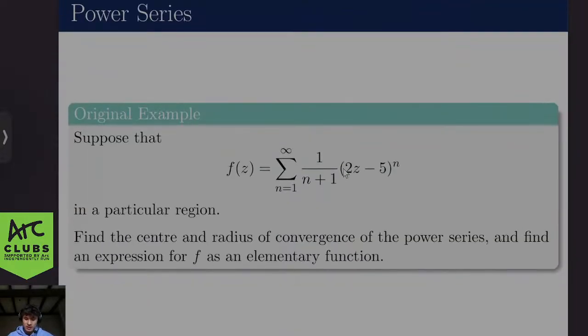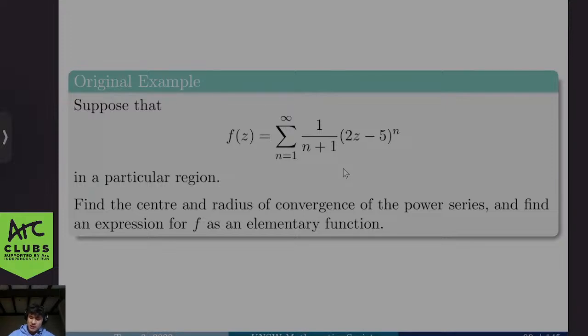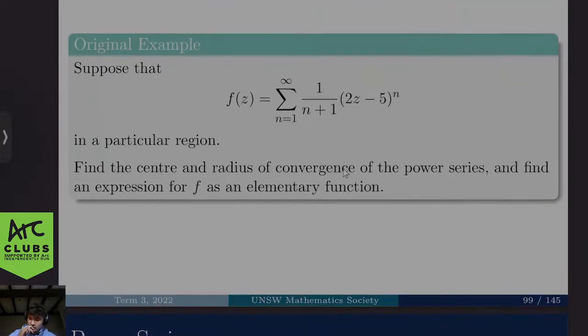Alright, so let's move on to another example now. So we have this power series now. Now find the center and radius of convergence of this power series and find an expression for f as an elementary function. Alright, so the first thing we're going to note, in order to find our center, is that all of our power series are written in this form: z minus z naught to the power n.